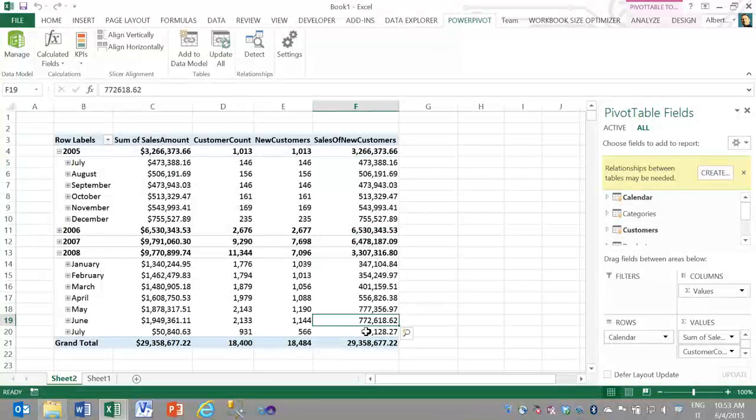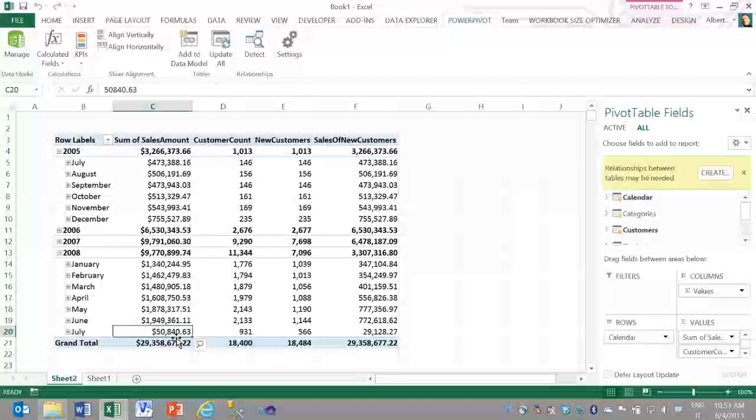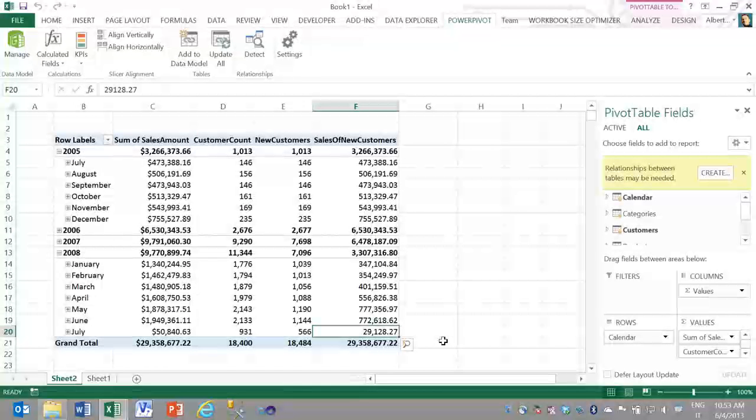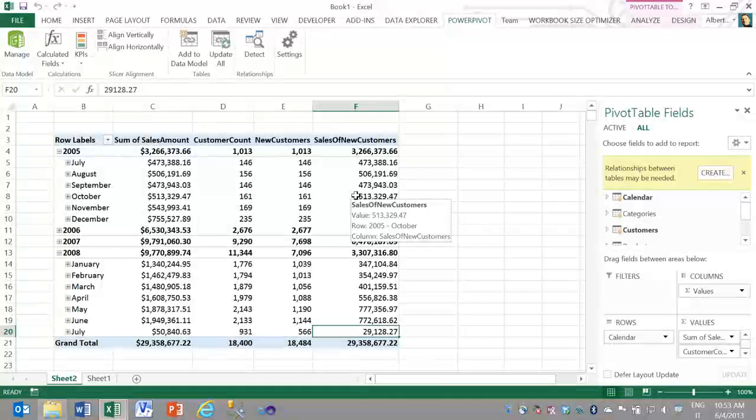And now you see, in the last row, July, we had $50,000 of sales. Of those 50,000, 29 were coming from new customers. The rest were coming from returning customers. And so it's very easy, once you learn how to write a formula, to play with it and create complex expressions, much more complex than what you can normally do by using data modeling in multidimensional. But we are not yet finished.